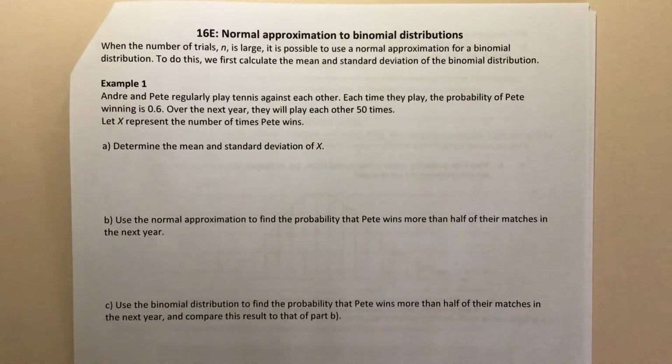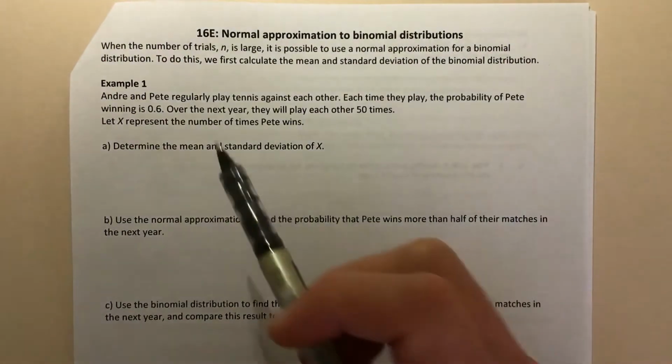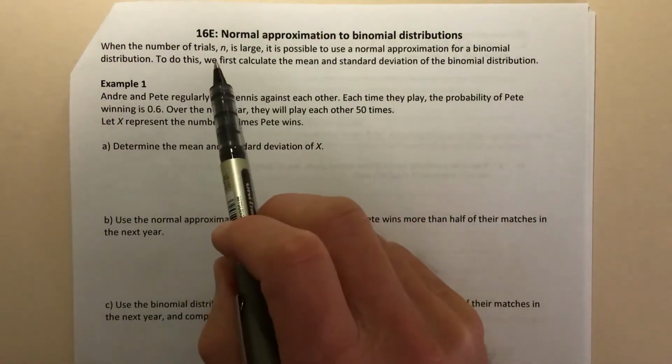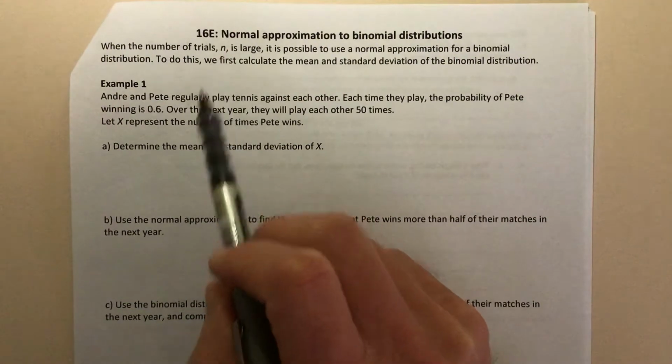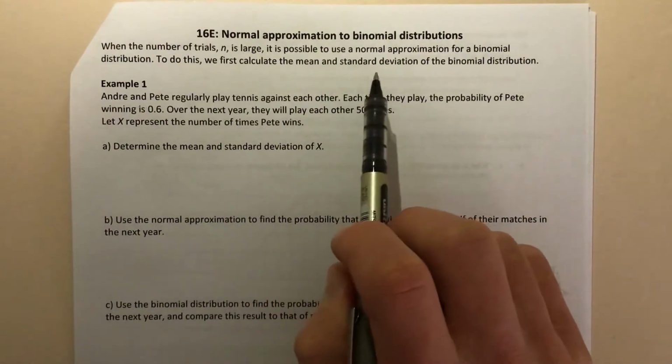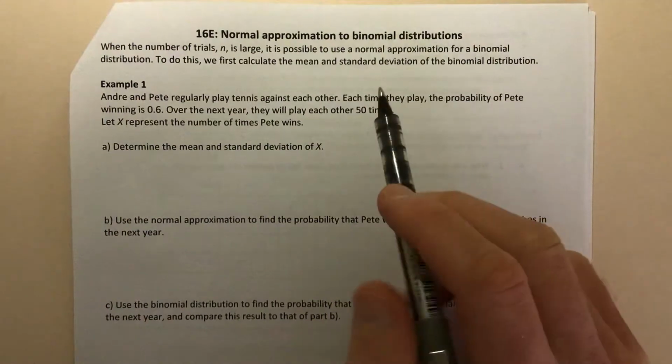Hello again, method students. In this video, we're going to look at 16E, the last exercise of chapter 16. This involves using the normal distribution to approximate a binomial distribution. If you think back to what binomial distributions are, they're identical repeated trials where there are only two possible outcomes. If you have a binomial distribution with a really large number of trials, so where n is a pretty big number, it's actually possible to use a normal approximation for the binomial distribution.